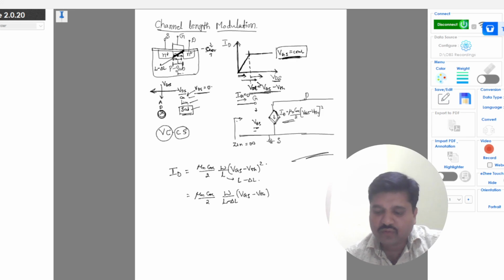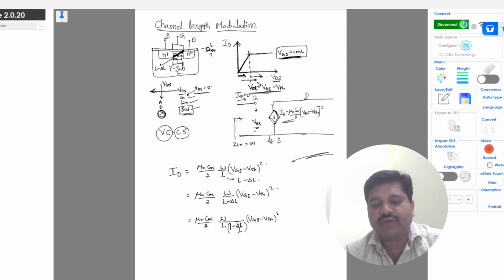Now I will take this L common again. So mu n COX by 2 into W by L, taking L common in the denominator, it becomes 1 minus delta L by L in the denominator, into VGS minus VTH whole square. This is the current equation when VDS is greater than VGS minus VTH.